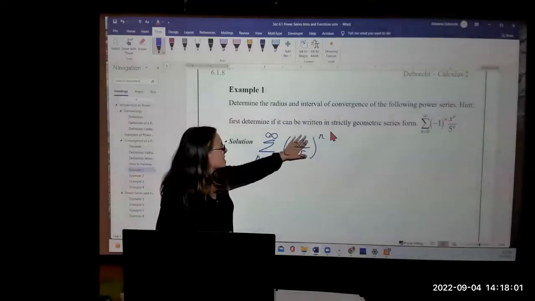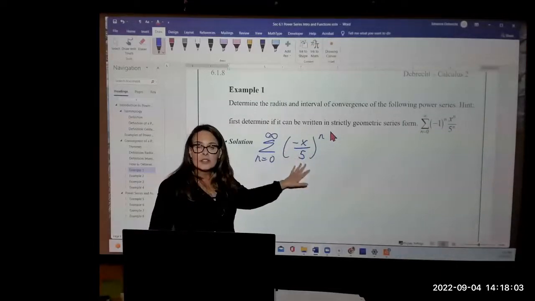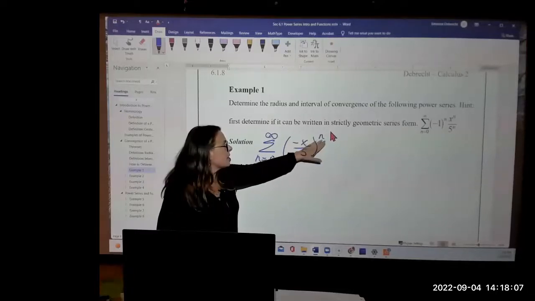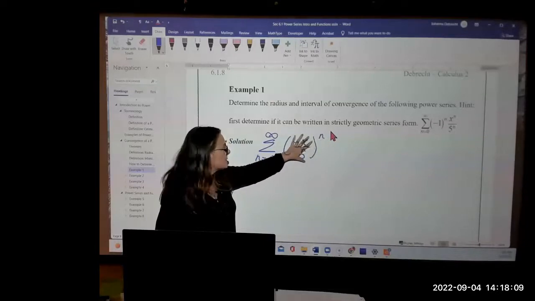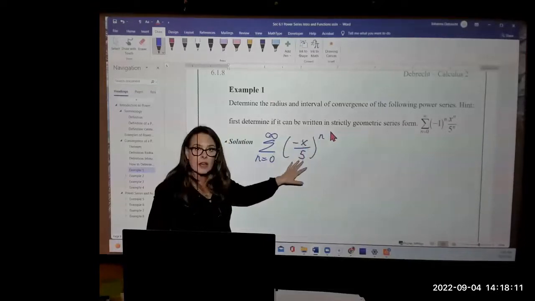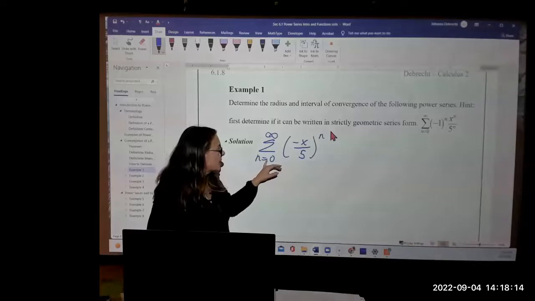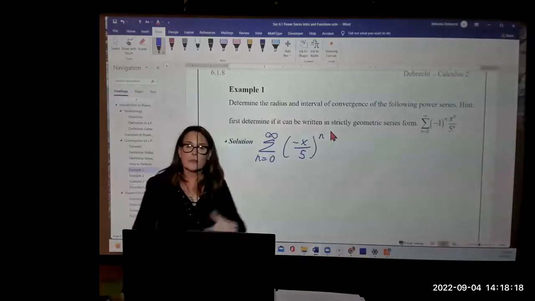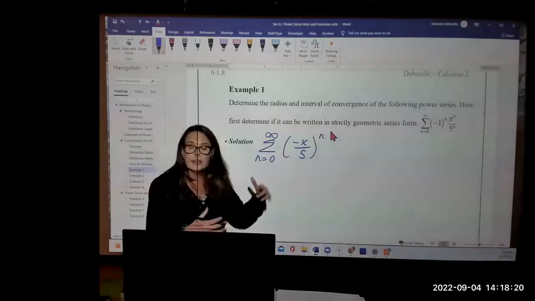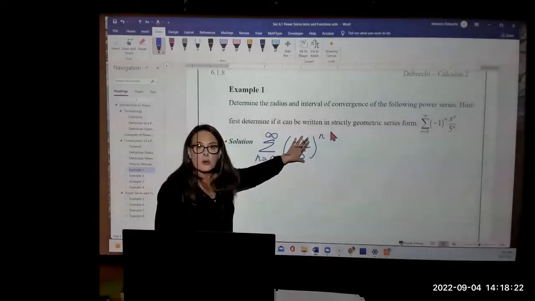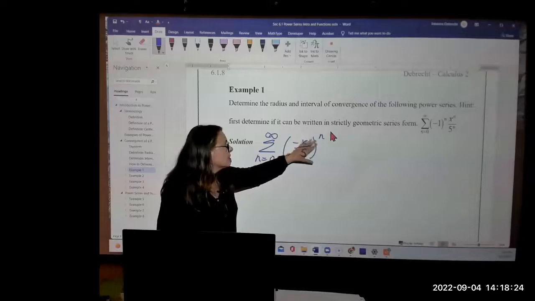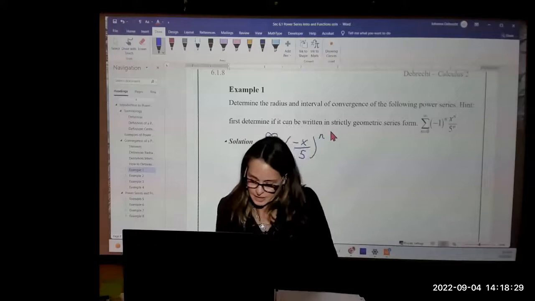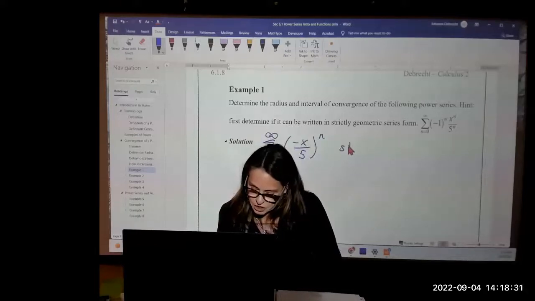Now notice that what's inside here, serving as r, does not depend upon n. And the n is only on the outside. So what's inside here does not depend on the index of summation n. And that means that this is written in strictly geometric form. It's a constant, which is 1, multiplied by a ratio r not dependent on n, raised to the nth power. So in this particular case, we know that it's strictly geometric.